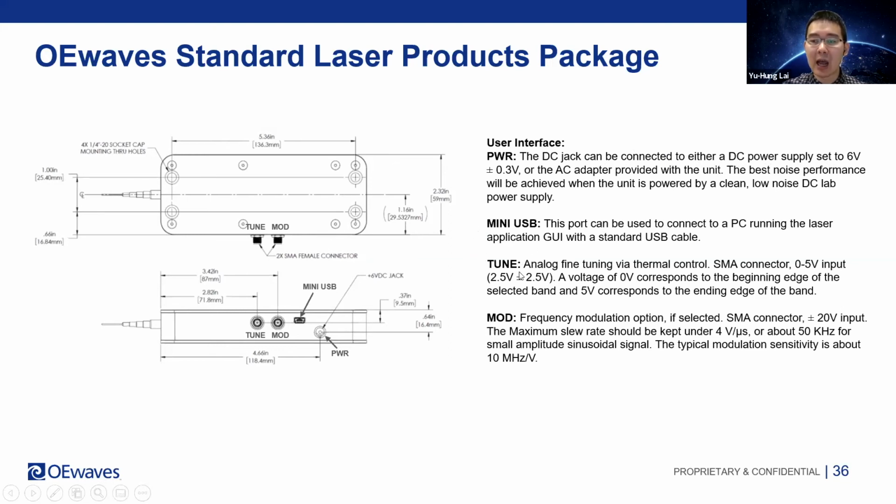The tune port can help us tune over a wide tuning range, and the 0 to 5-volt input will be sufficient. On the other hand, we also provide a phase frequency modulation port, which is a mod port, which can take an input from minus 20 to plus 20 volts. So it allows us to do phase modulation with sufficiently fast tuning. This port can be used for fast locking to a reference cavity or reference laser, so our laser stability can be further improved.